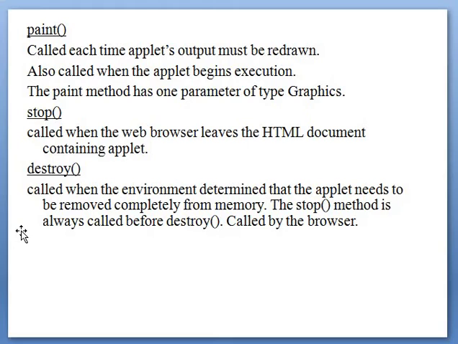Then the stop method is called when the browser leaves the HTML document containing the applet, and the destroy method is called when the environment determines that the applet needs to be removed completely from the memory. The stop method is always called before destroy, called by the browser.